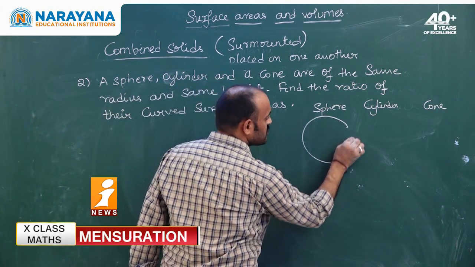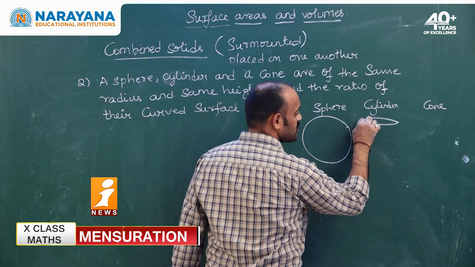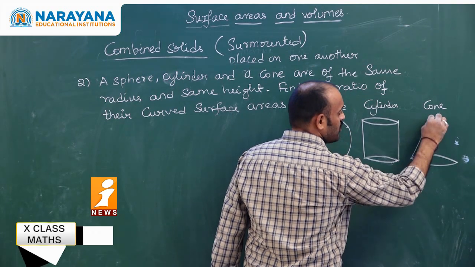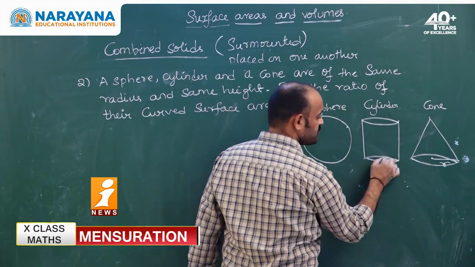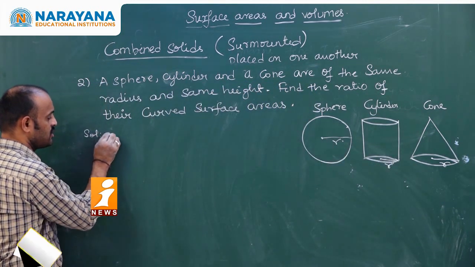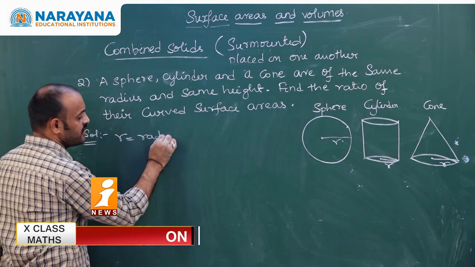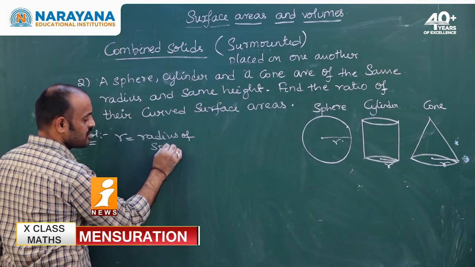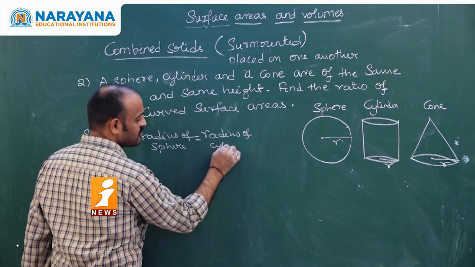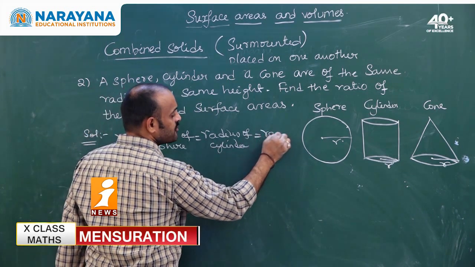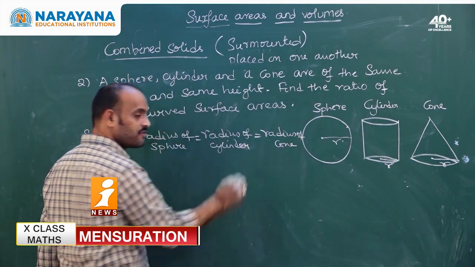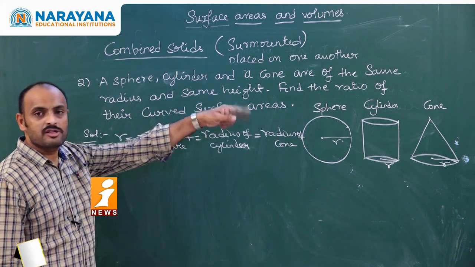So radius of the sphere, radius of the cylinder and radius of the cone, all these are nothing but r. First thing we need to write is r is equal to radius of sphere, radius of cylinder, radius of cone. Next he said that heights are also same.